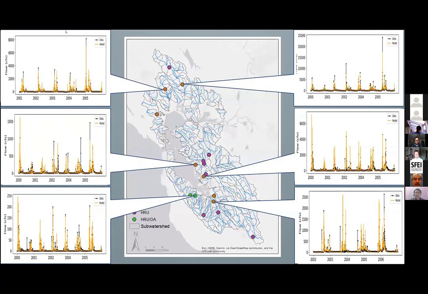So as a first step, we modeled the hydrology of this region, and we modeled the stormwater flow into the bay from more than 80 outfalls surrounding the bay. Now here we show the comparison between our modeled stream flow in orange and the monitored stream flow in black. Those are a few examples of our calibration sites.